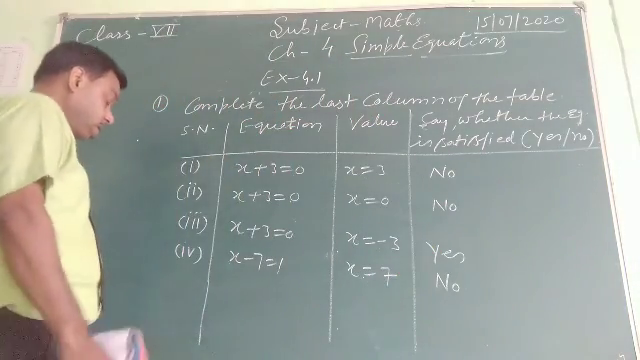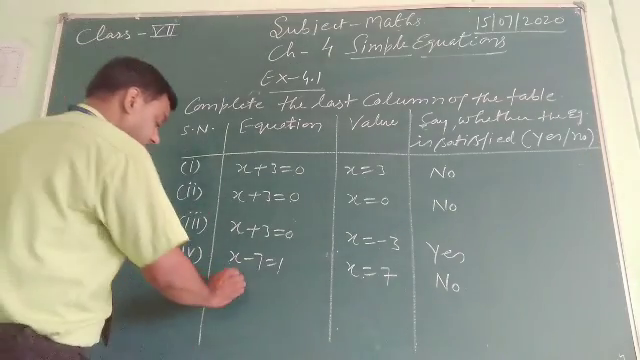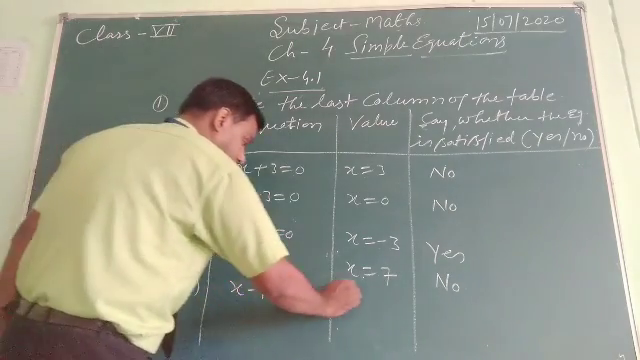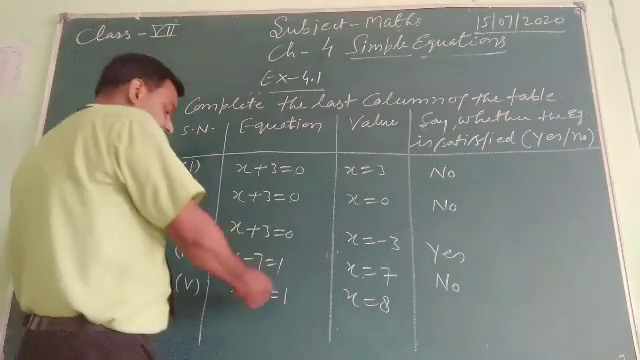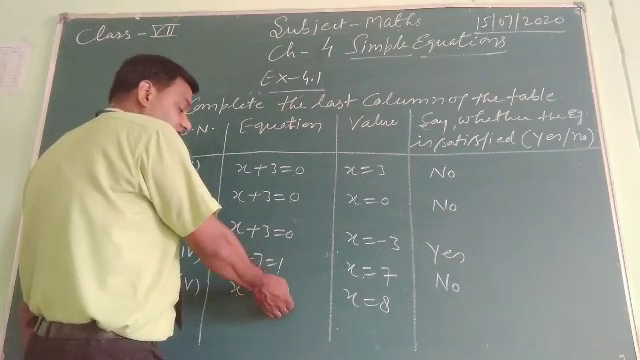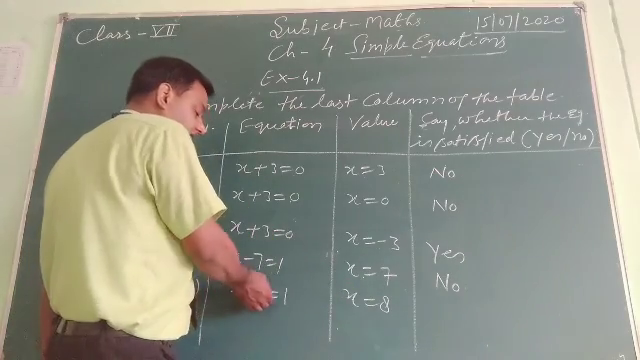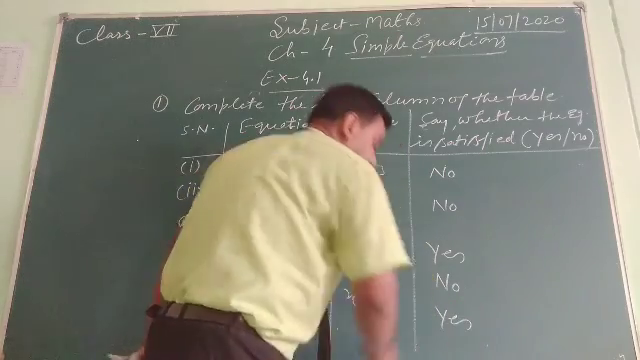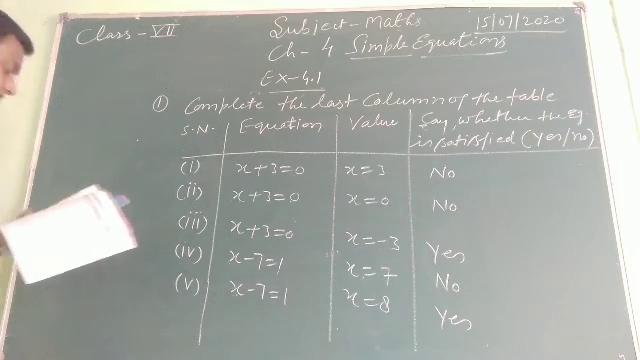Now fifth part is x minus 7 equal to 1. x equal to 8. Put x equal to 8. 8 minus 7 equal to 1. So RHS is 1. So it is satisfied. Then x minus 7 equal to 1 is satisfied. So it is yes. Is it clear?